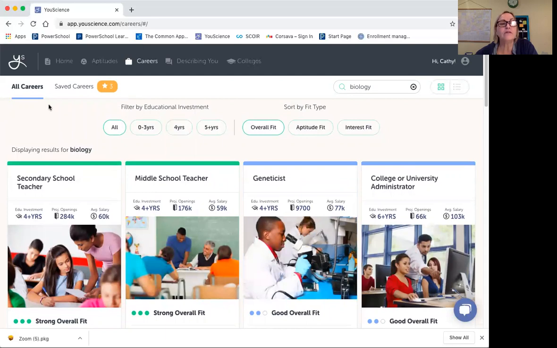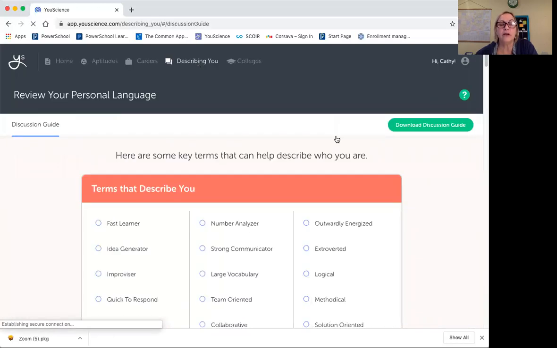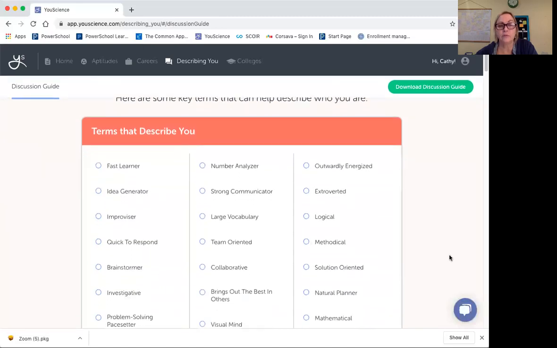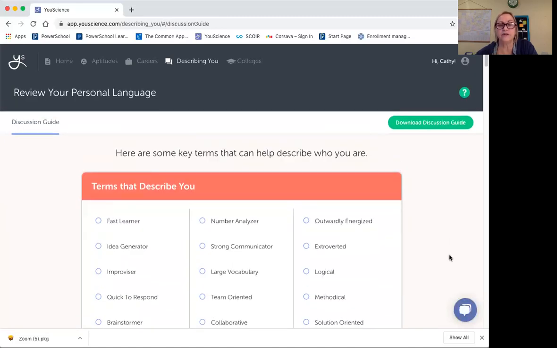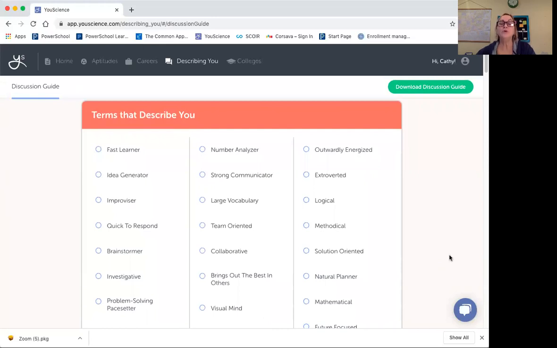Okay, I'm going to go to the final card, and that's the describing you. Now, this is valuable for your college applications. And the reason is you are going to be asked to write about yourself, in a nice way, like complimenting yourself. Colleges want to get to know you, and you want to come off with your best foot forward. And that's awkward to do.